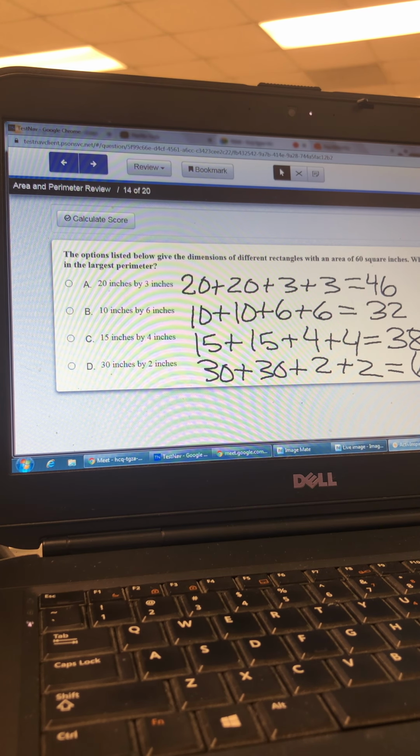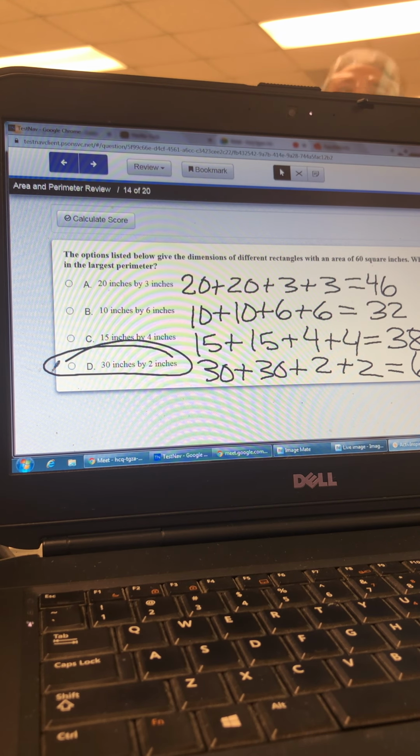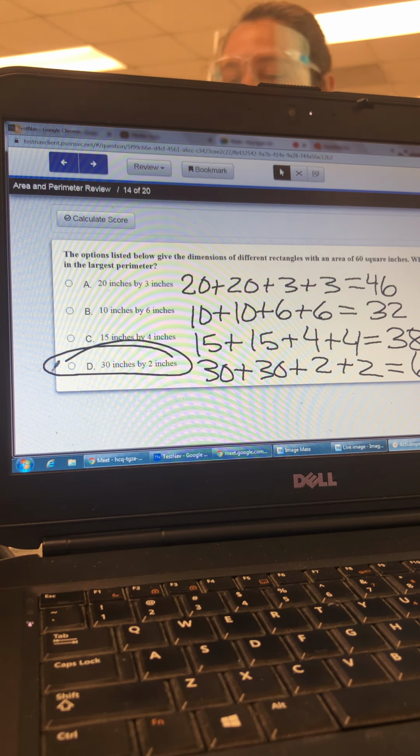Okay. 15 plus 15 plus 4 plus 4. 15 plus 15 is 30, 4 plus 4 is 8. Perimeter is 38. And then this one is 30 plus 30 plus 2 plus 2. 30 plus 30 is 60, plus 2 plus 2 is 4. That would be 64. That would be D, the largest perimeter.